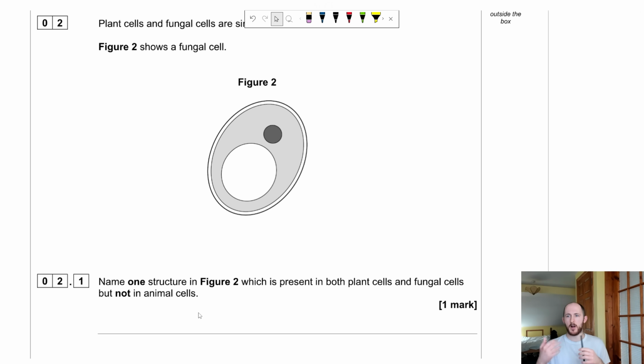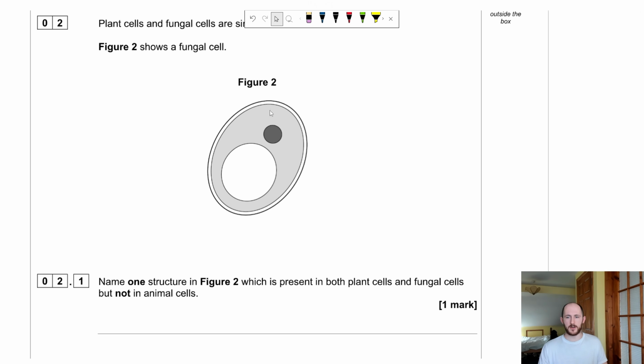So again, part of the spec does say that you need to be able to be given a random cell, whether that's from a different kingdom, so whether it's from plant, animal, fungal, protists, whatever, or from a different specialized cell that you haven't spoken about, maybe like a cell that only lions have, for example. And you should be able to describe it.